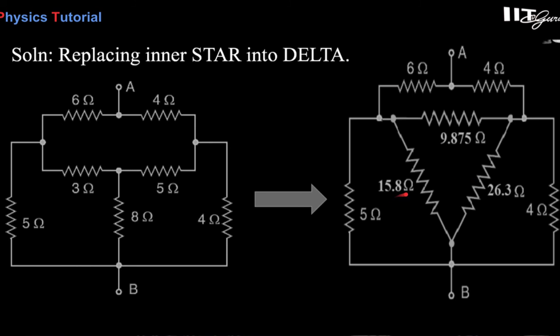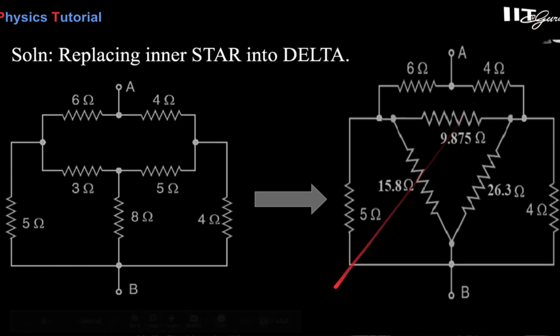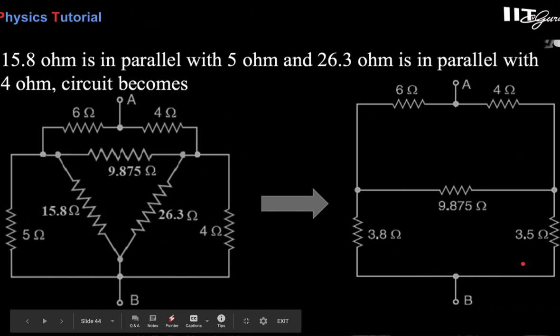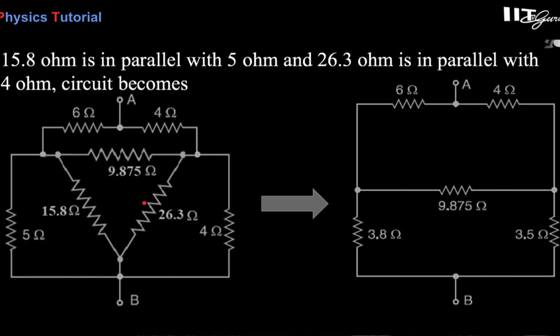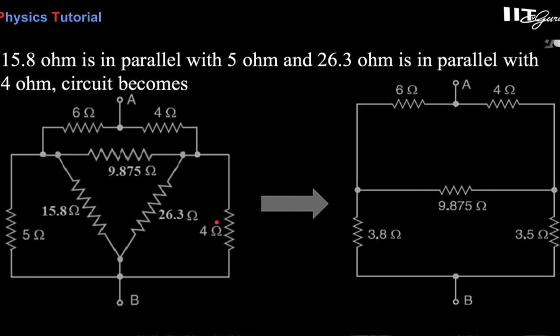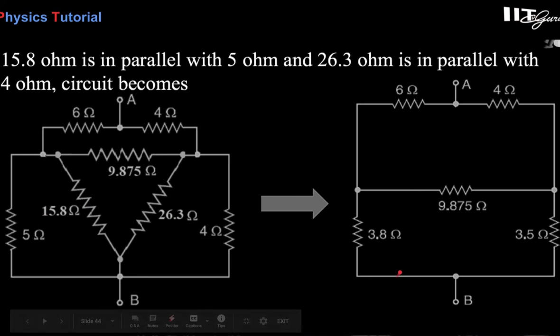You see 15.8 and 2.26.35. So in this way, now the circuit is pretty easy, and this 6, 4 and 5 and 4 are as usual, as in the previous one. So if you see over here, the star converts like this one, 9.875, and this one is here. And when you add these two in parallel and these two in parallel, you will get 3.8 and 3.5 ohm.